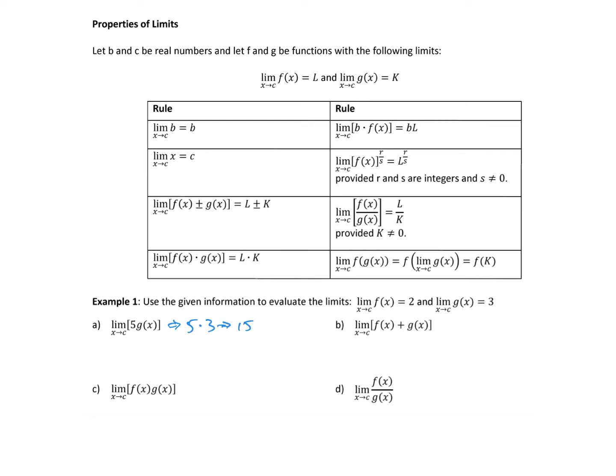All right, let's look at part B. Now we have the limit as x approaches c of f of x plus g of x. Well, what would this be? This would be 5. We'd have the 2 plus the 3, which gives us 5. Let's look at this next part: the limit as x approaches c of f of x times g of x. That would be 2 times 3, which is 6. Then we have division on this next part, so we end up with 2 over 3. Pretty good?